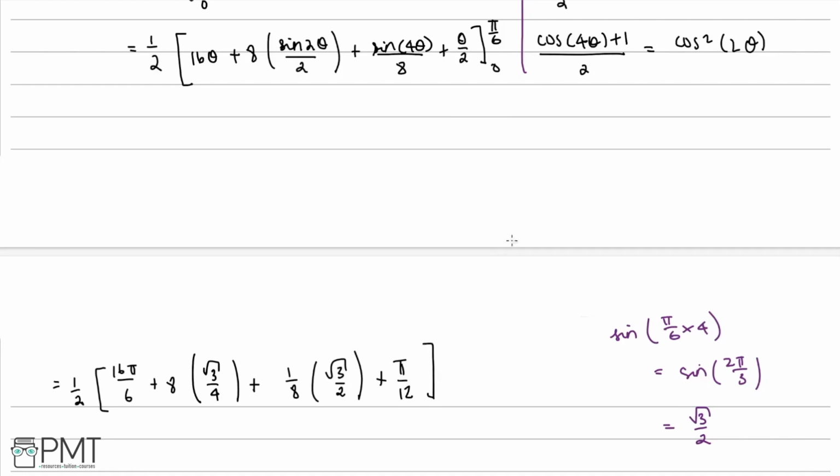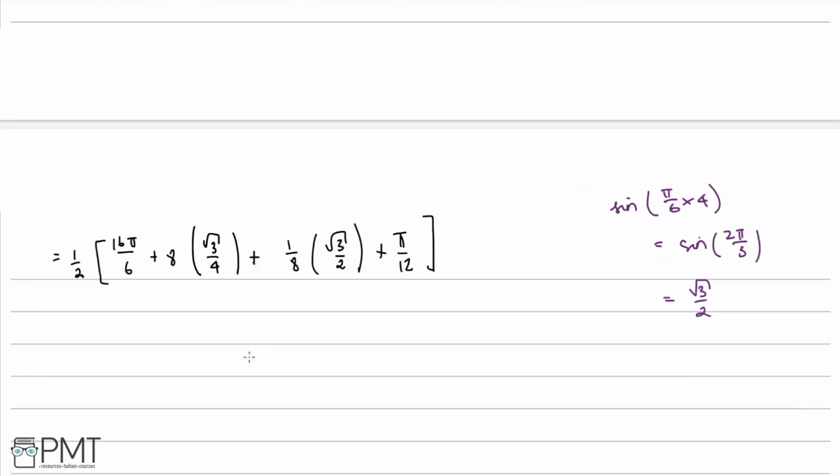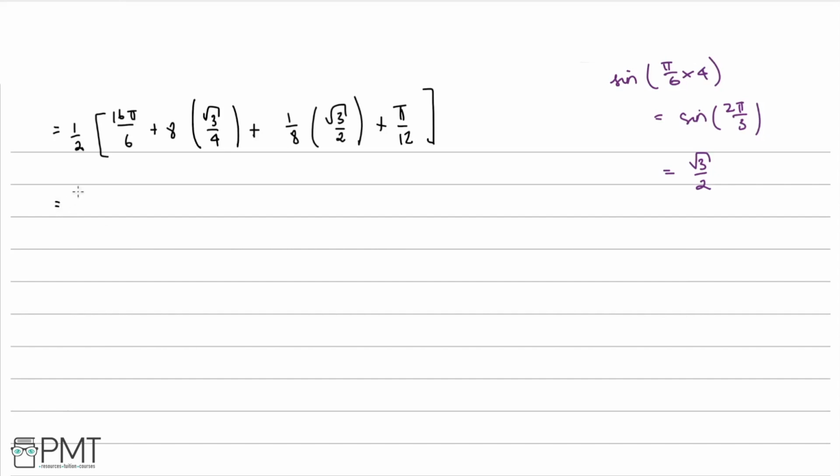And you'd want to subtract the integral when the lower limit is equal to 0. But notice that when theta is equal to 0, all the terms over here will be equal to 0. 16 times 0 is 0, sine of 2 times 0 is equal to 0, sine of 4 times 0 is equal to 0, and 0 over 2 will just be 0. So we're just left with this that we need to simplify, and thus the area beneath the polar curve will be equal to 1/2 times, well, let's group the pi terms together. So 16 pi over 6 plus pi over 12 will be equal to 11 pi over 4.